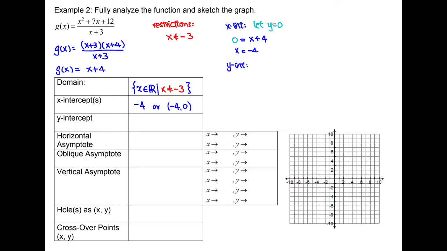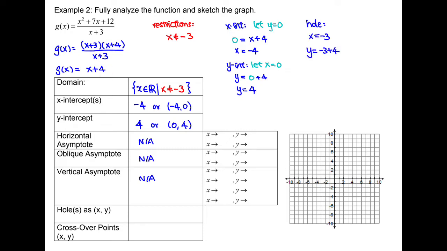For the y-intercept, we let x equal 0. Substituting into the function, we get y equals 4. Once again, we can write 4 as the y-intercept, or we can write it as a coordinate, (0, 4). Since there is no more fraction in the simplified form for g(x), we do not have any asymptote. However, we do have a hole at x equals -3. So we have to substitute x equals -3 into the simplified form for g(x) to find the y value. We get a y value of 1. Therefore, we know the location of the hole is at (-3, 1).